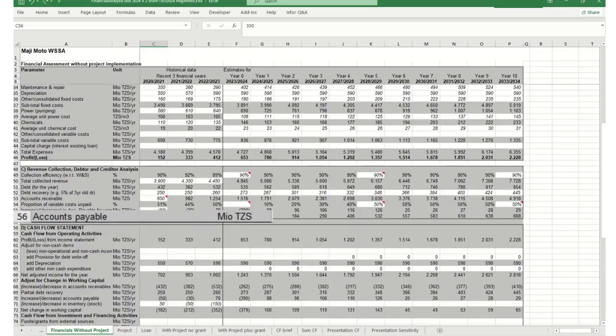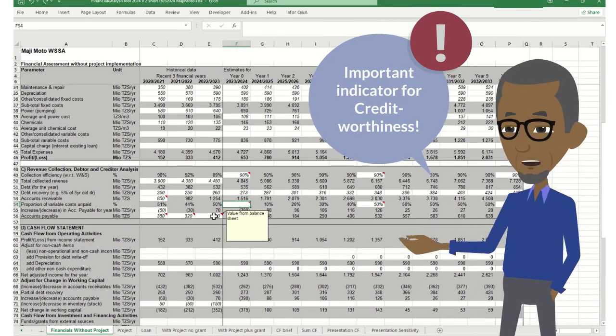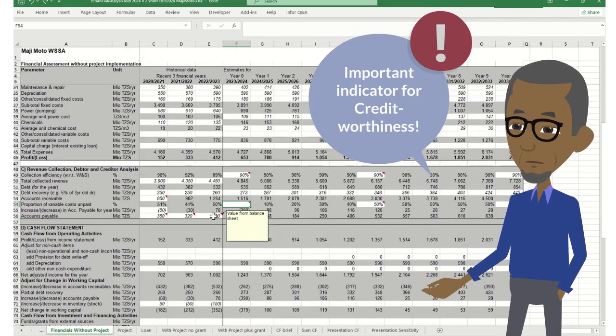For the accounts payable, make sure that the value reflects realistically the accounts payable balance. By adjusting the proportion of variable cost unpaid, you can influence the balance. It has a significant influence on your cash flow and is an important indicator for banks assessing your creditworthiness.